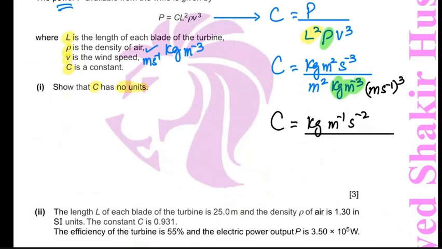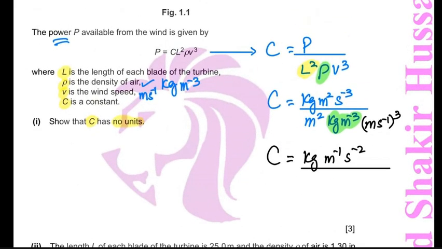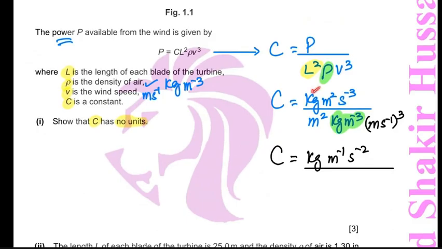Here we have already done this. For this one, it's kg m^2 s^-3 as it is. Copied A is length and then squared, so meter squared. Then rho is density, density is mass per unit volume, is kg per meter cube. V is speed, speed is meter per second, and it's cube.